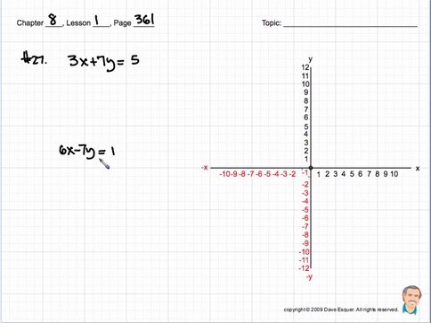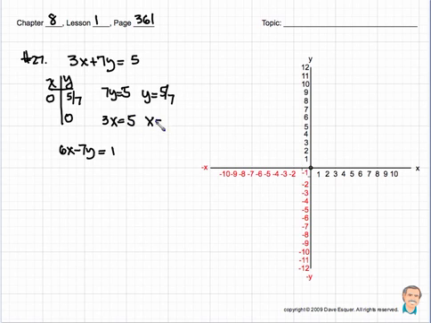Number 27, 3x plus 7y is equal to 5, and 6x minus 7y is equal to 1. So again, I'm going to make my t-chart, x and y. I'm going to make x 0 and y 0. So if x is 0, I end up with 7y is equal to 5, or y turns out to be 5 over 7. Ooh, this looks ugly. Let's make y 0, so 3x is equal to 5, and x turns out to be, if I divide both sides by 3, 5 over 3. That also doesn't look too good.